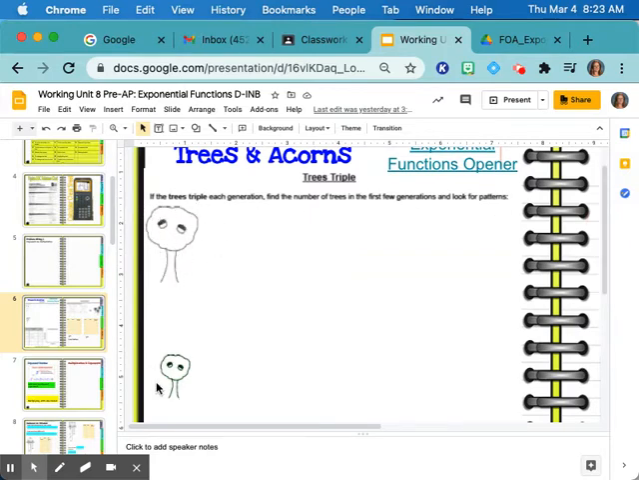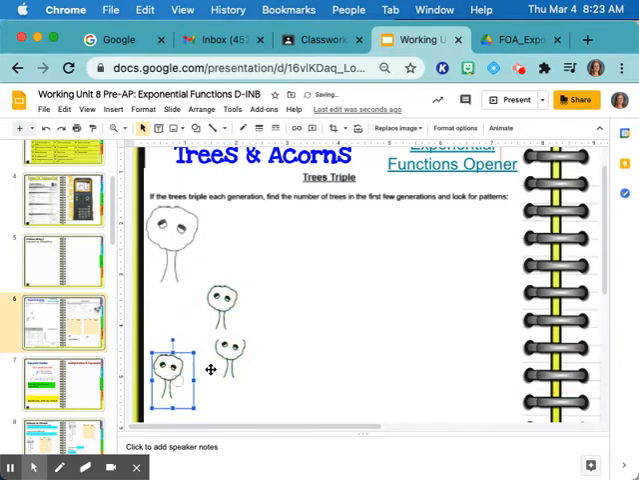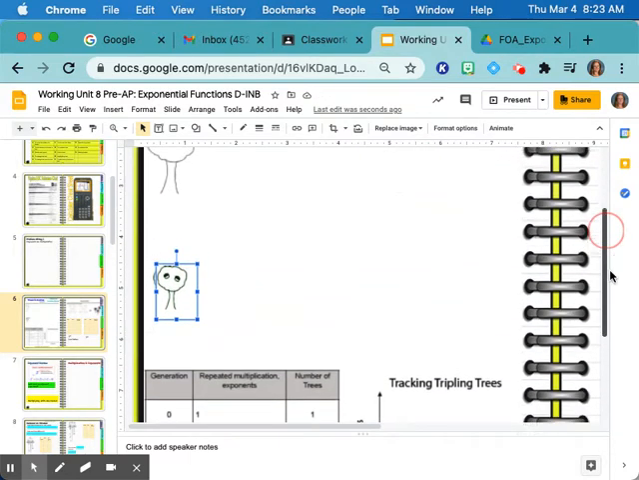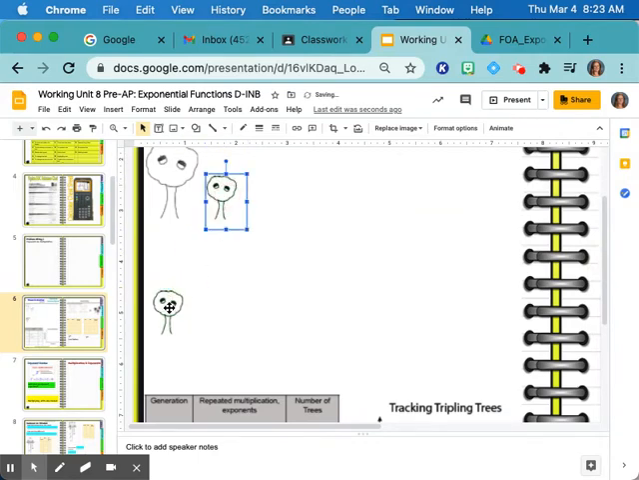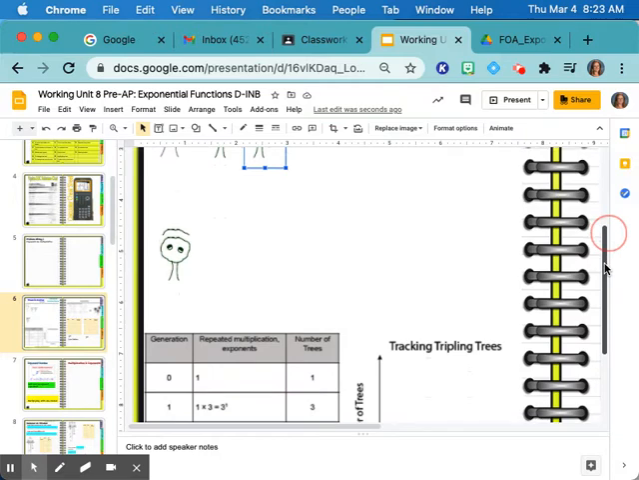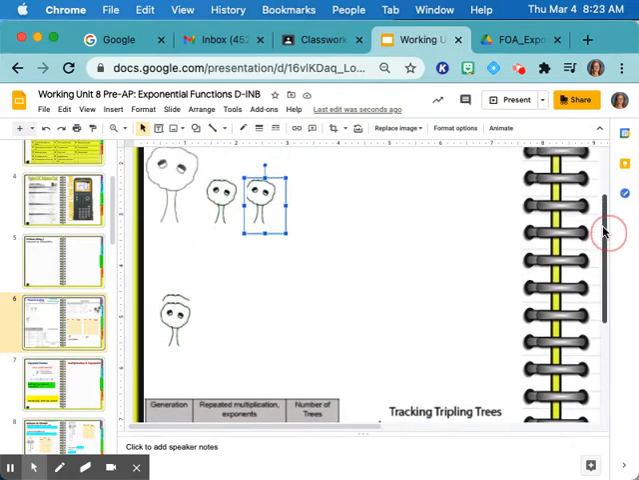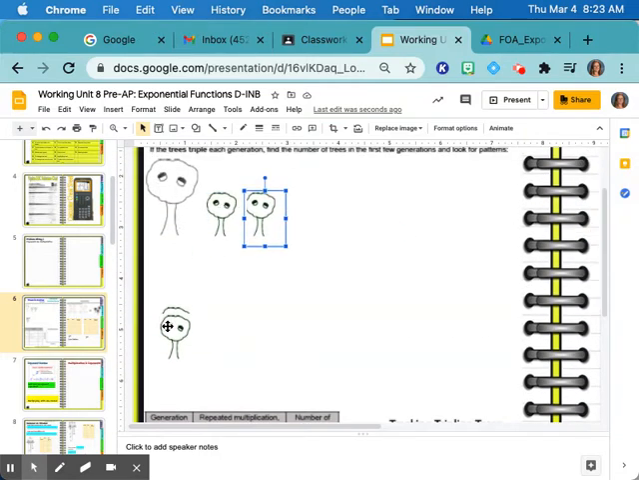Then it's going to triple. I made these little trees. Look how cute they are. All right, so it's going to triple. So we start out with 1, and then how many will we have when it triples? 3. So I need to add 2, right? So how many acorns do we have now? 6. So 2, 4, 6, but it's supposed to triple.